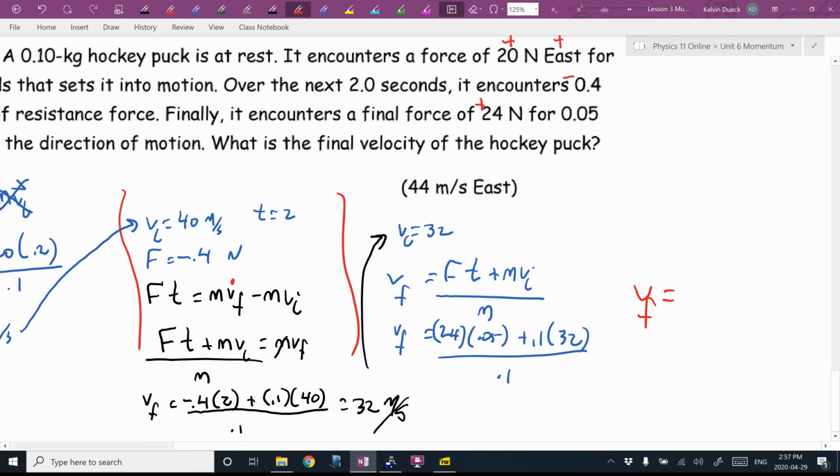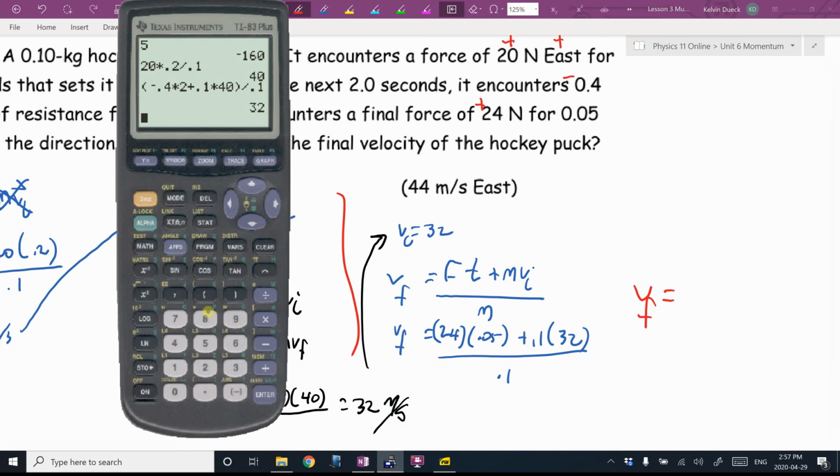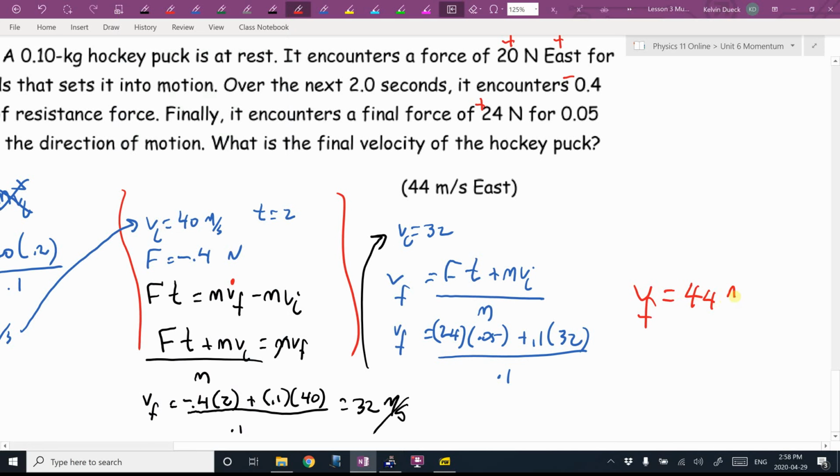V final equals bracket 24 times 0.05 plus 0.1 times 32, close off the top, divided by 0.1. I know we sped up, so it should be bigger than 32. Hey, it is! 44 meters per second, and I got a positive answer, and I let east be positive, so there you go.